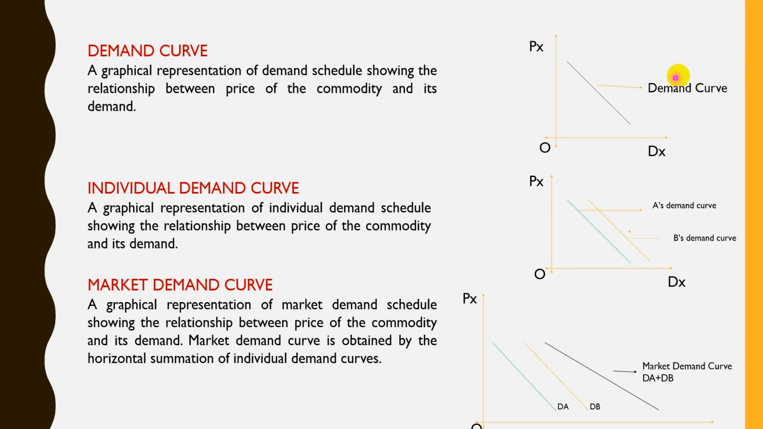It is a graphical representation. How is their relationship shown? When price increases, quantity demanded will decrease. If price decreases, quantity demanded will increase. So this is called the downward sloping demand curve. It represents that price and quantity demanded are inversely related.